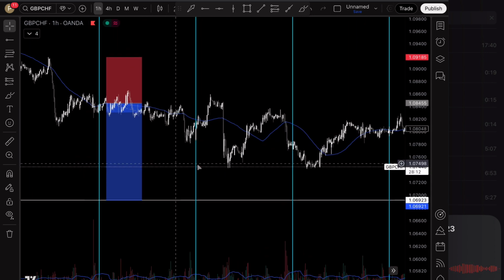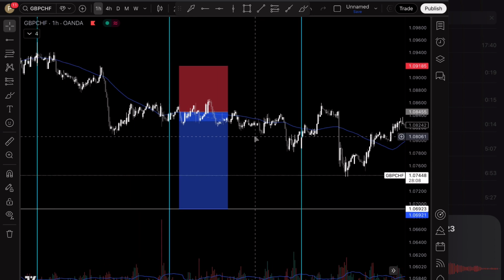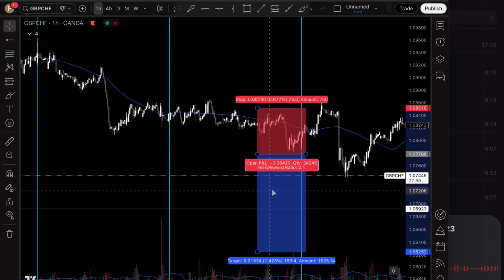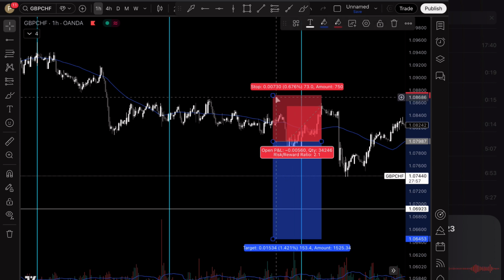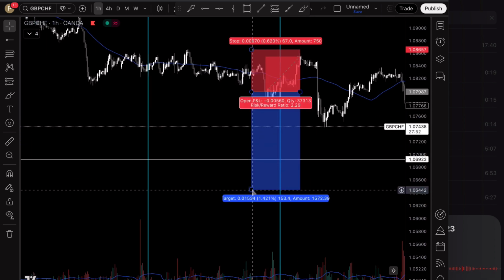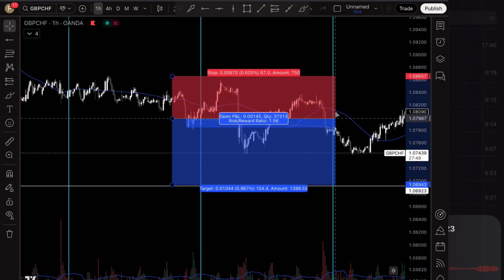If you're someone that doesn't want to enter with the first sign of entry, you can decide to wait for the break of this structure, which is somewhere around here. Then you take that one instead. You take this, and then you place your stop loss as safe as possible. And then this is your target, the same thing.